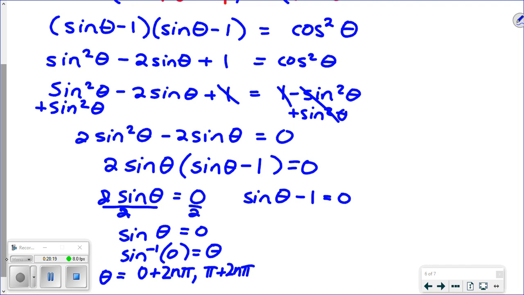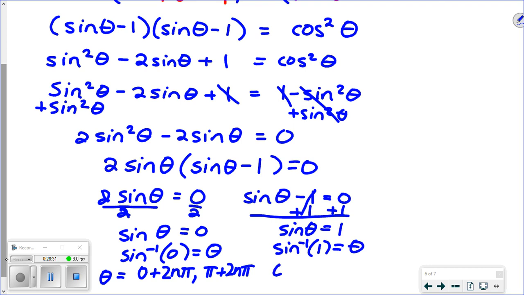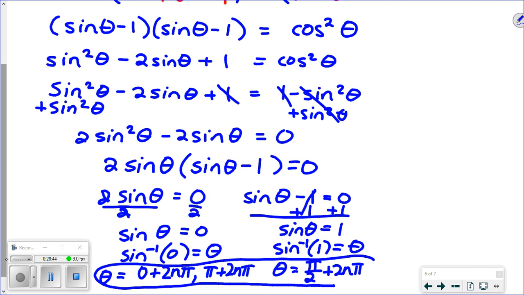All right, to solve the second equation, we will add 1 to both sides. We'll get sine theta equals 1. Okay, inverse trig function. And then we just have to think for which angle is sine equal to 1. Well, that is at pi over 2 plus 2n pi. Okay, so these are all the solutions to this equation.